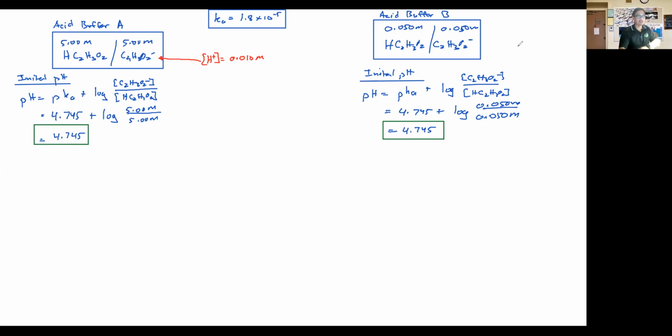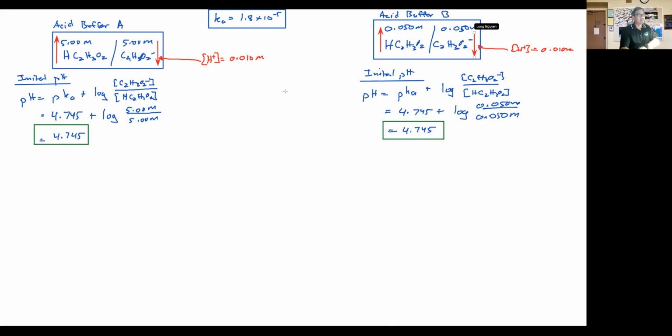So we're going to add 0.010 molar to both of these. As we do so, and let's keep reviewing this, it's going to lower the amount of the base and increase the amount of the acid. So we're going to see an increase in the acid and a decrease in the base for both of these. That's what we're going to see when we work this out.